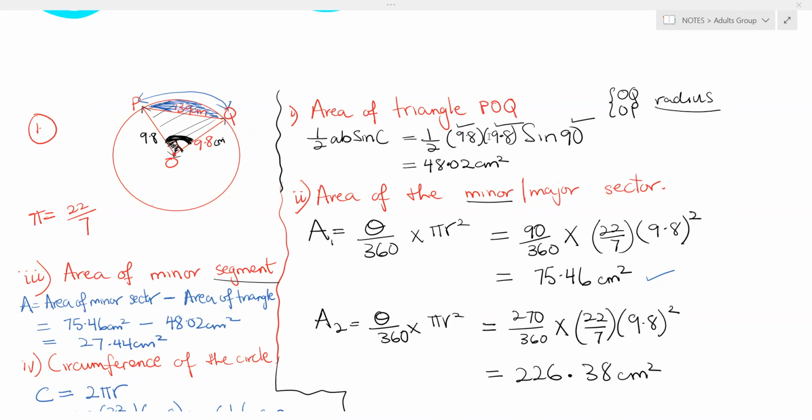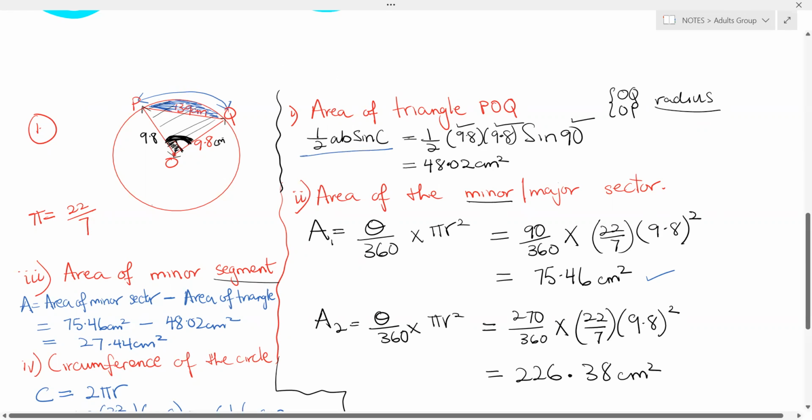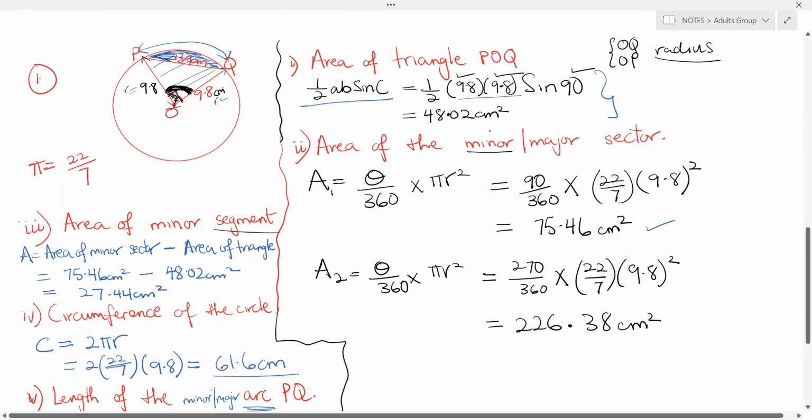All right, so let's quickly run through this. We have a circle here, and they're asking us to work out several things. Firstly, the area of the triangle, we're going to use the formula a half AB sine C. All right, we're going to plug in all our information. We know that 9.8 by 9.8 is the radius. The second thing we're going to work out is the area of the minor sector. So this is the minor sector here, the small part of the circle.